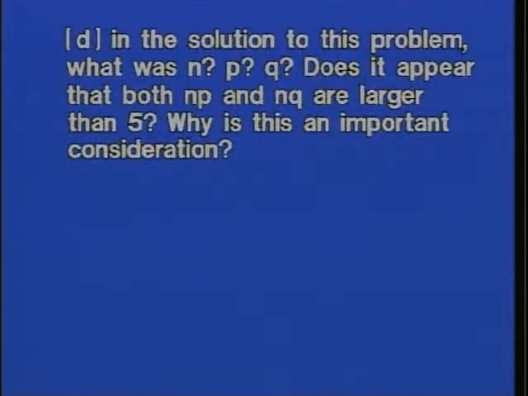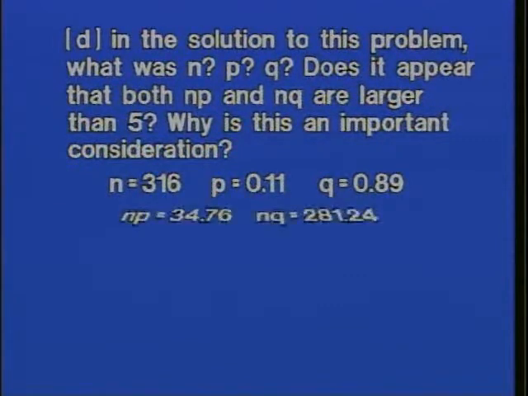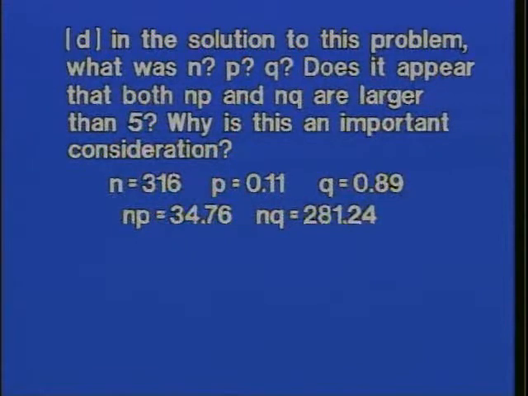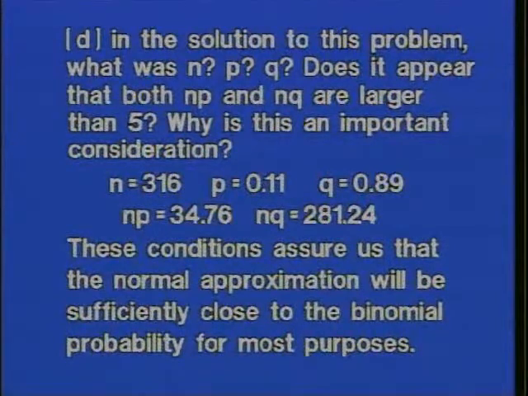The last part of the problem says, in the solution to this problem, what were n, p, and q? Well, we calculated those earlier. Does it appear that both np and nq are larger than 5? Why is this an important consideration? Well, here were the n, p, and q that we calculated earlier, and if we punch our calculator and calculate np and nq, we get these values. And those values were important, recall, because they allowed us to transition from the binomial distribution to the normal distribution. That is, these conditions assure us that the normal approximation will be sufficiently close to the binomial probability for most purposes.